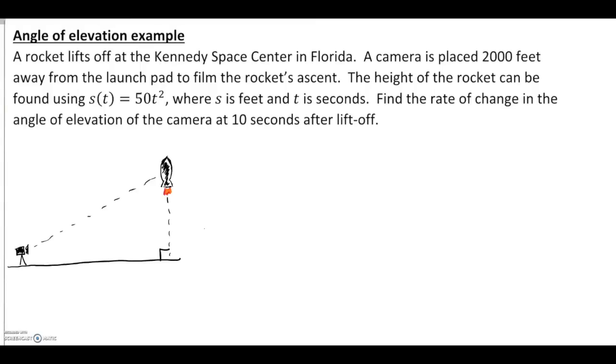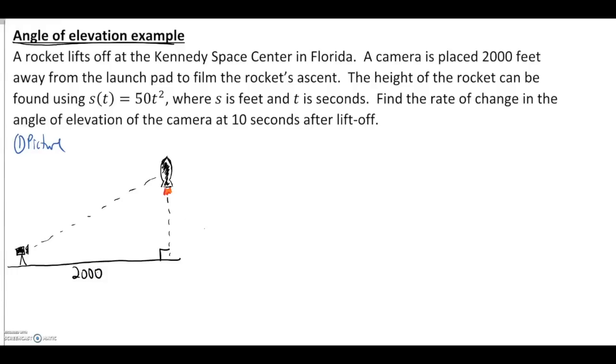So let's take a look at a couple of the more involved examples, this first one involving an angle of elevation. Notice for this one, I've already drawn the picture for you, so if you want to take a second to copy that down, key things are, we have a camera being placed 2,000 feet away from a rocket launch, and that 2,000 is a constant. I can keep it at 2,000.